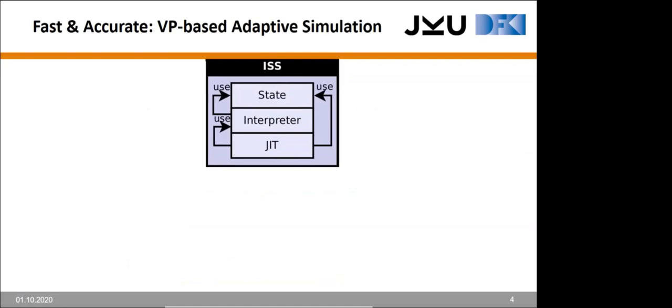Both interpreter and JIT operate on the same execution state. The execution state includes the register bank and the program counter. By operating on the same state, it is possible to switch between interpreter and JIT-based settings very easily at runtime, as the execution state always remains consistent.